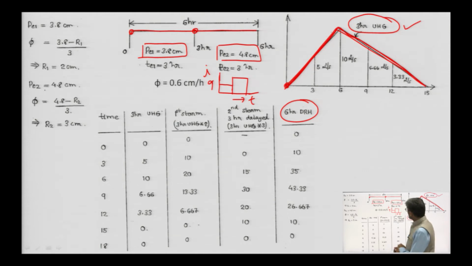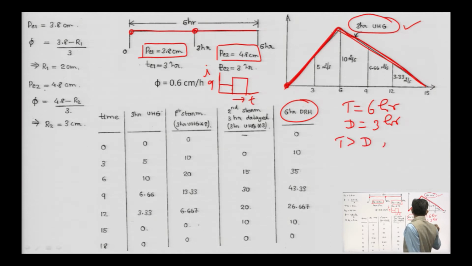Since it is non-uniform, the method of convolution or deconvolution will be used. So here let us check: T is 6R and capital D is 3R, so T is greater than D and n is equal to 2. So we can use the method of convolution.